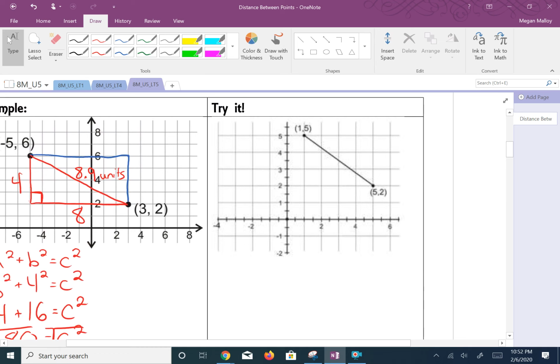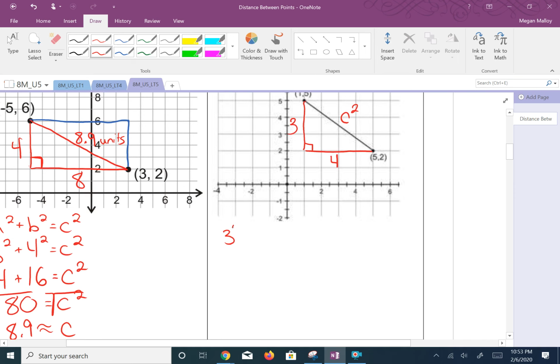Okay, the try it. We are looking for the distance between (1, 5) and (5, 2). So again, I need to create a right triangle so that I can find the distance between those. The one leg of my triangle is 3 units. The other leg of my triangle is 4 units.